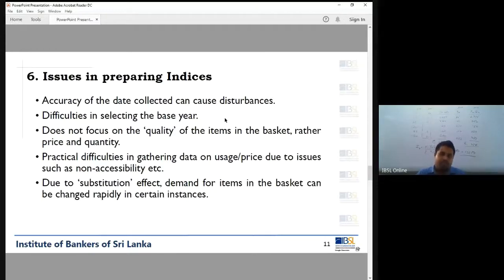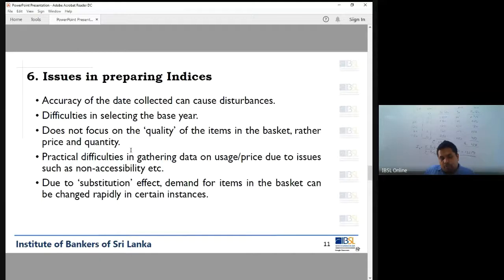Third one, it does not focus on the quality of the items in a basket, rather price and quantity. Now, if you put up that rice example of 4.7 kilos, rice itself has many sub varieties, isn't it? So you may see some families are using one type of rice, but some other families may be using a couple of types of rice in that 4.7 kilograms.